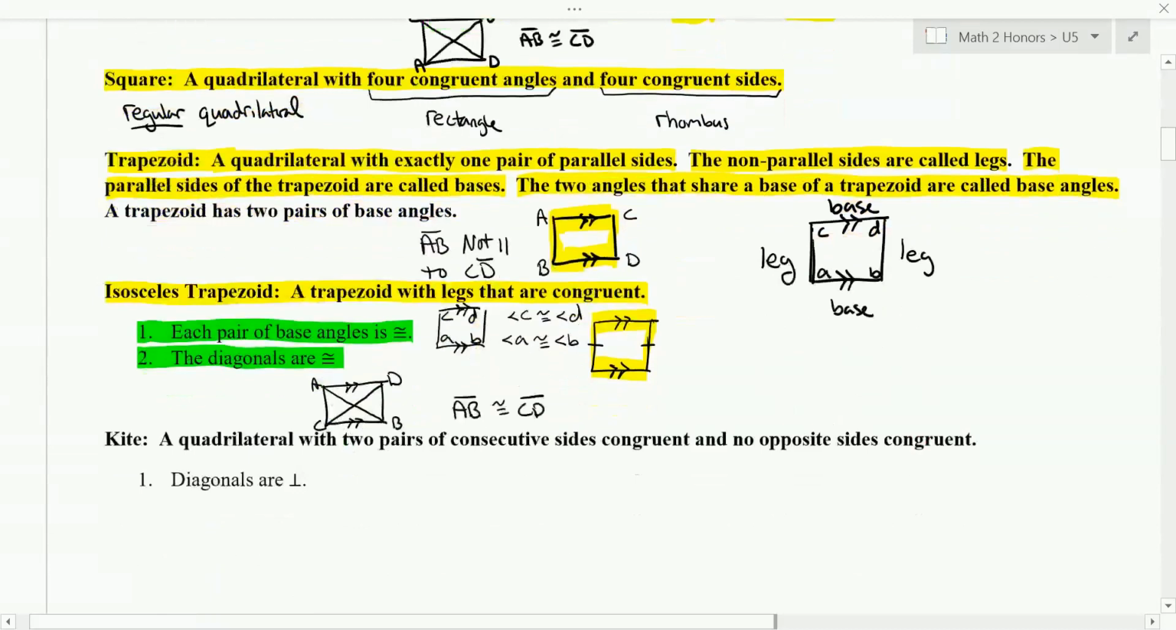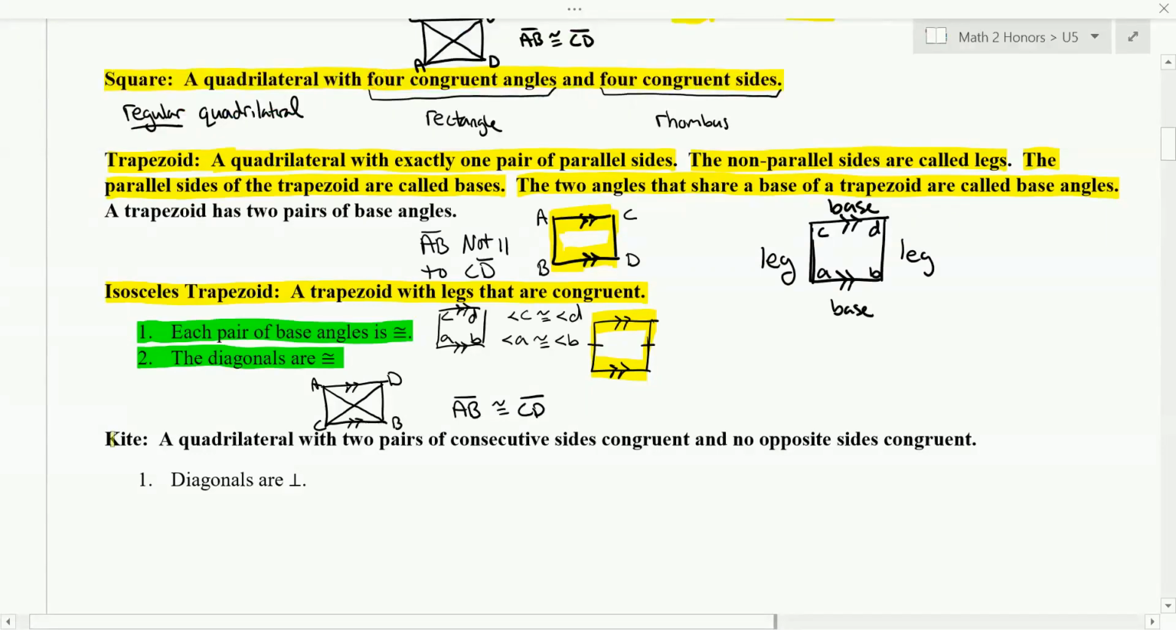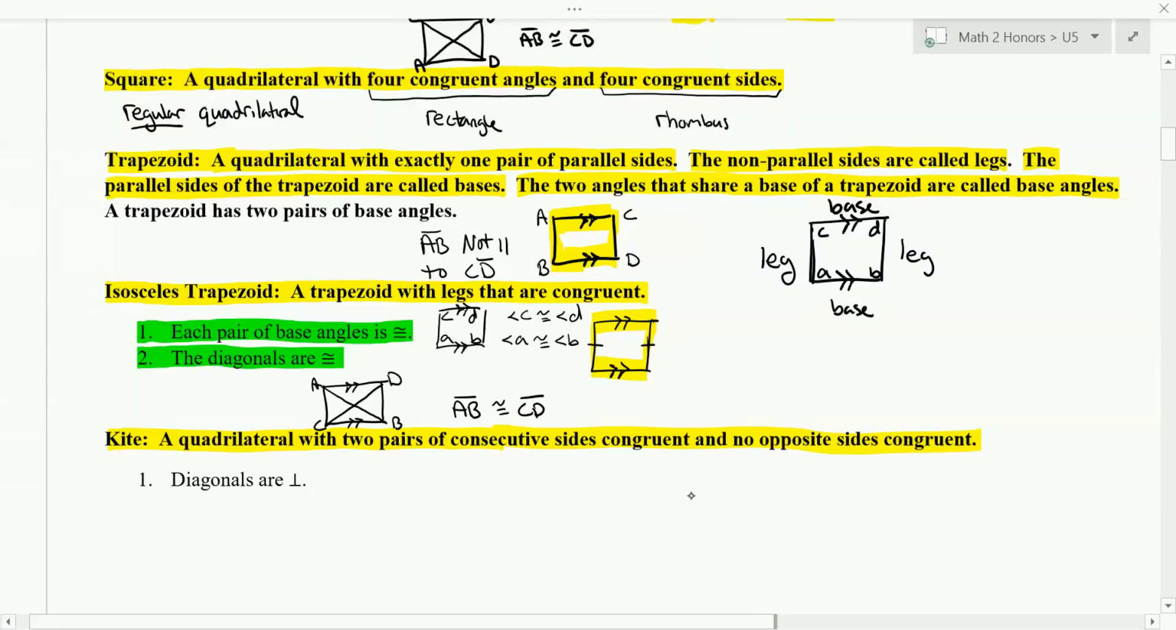And then the last shape that we're going to look at, the last quadrilateral, is a kite. And a kite is defined as a quadrilateral with two pairs of consecutive sides congruent and no opposite sides congruent. So if we were to draw something like that, it would look, well, A, B, C, D. So AC would be congruent to AB, and CD would be congruent to BD.